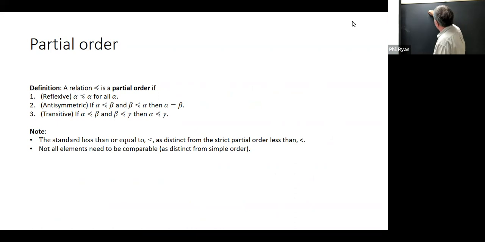Say your set J is the set of neighborhoods of 0. And let's say that U is less than or equal to V if every ball centered at 0 of radius epsilon in U is also in V.